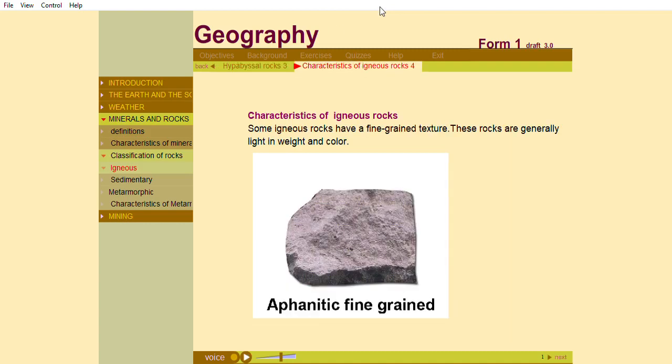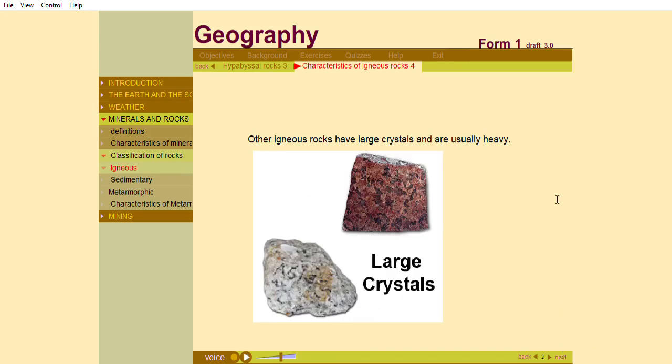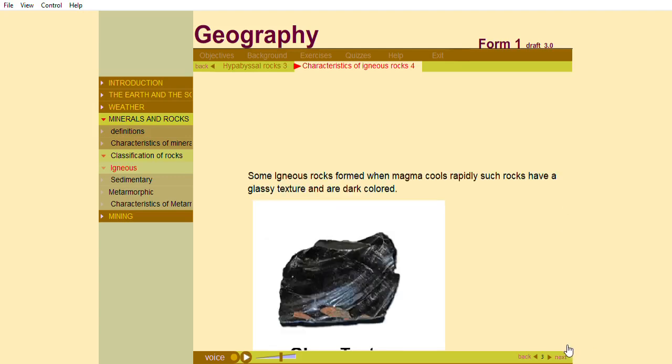Characteristics of igneous rocks. Some igneous rocks have a fine-grained texture. These rocks are generally light in weight and color. Other igneous rocks have large crystals and are usually heavy. Some igneous rocks are formed when magma cools rapidly. Such rocks have a glassy texture and are usually dark-colored.